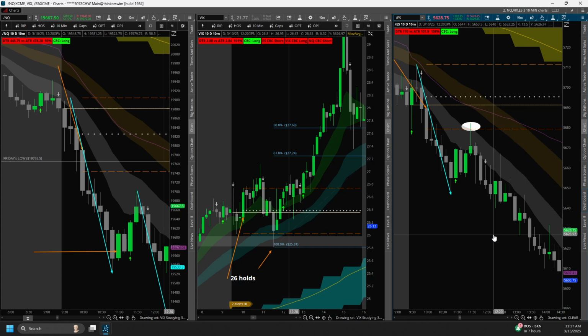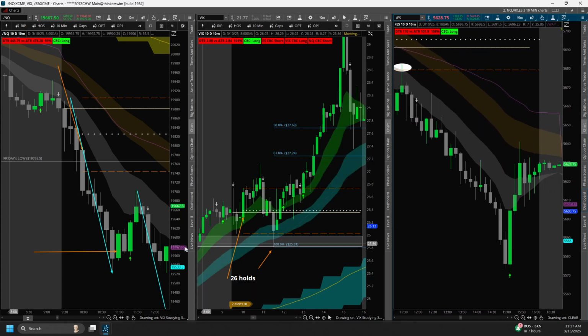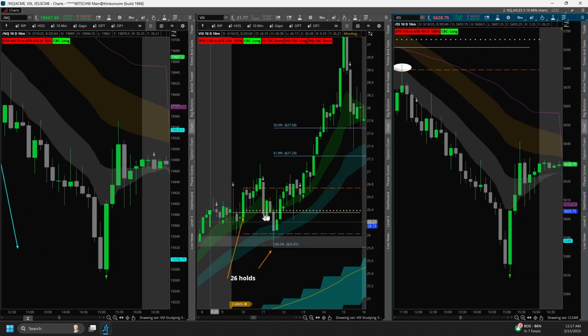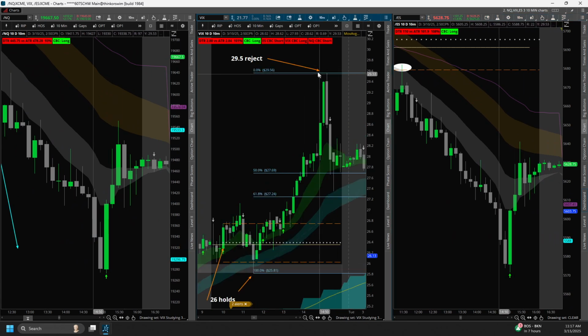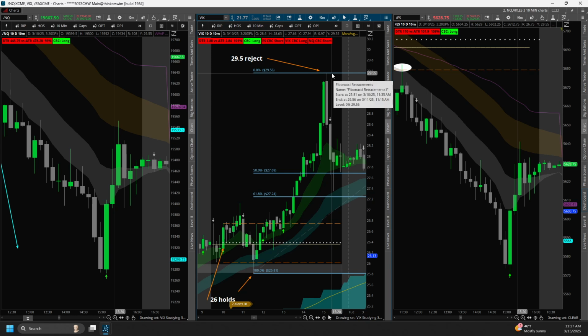So, later in the day, it always gets tricky. But I did say that too. This was a 29.5 reject. I wanted to point out to people, because I know I've had people say, hey, I have all these levels marked. I don't mark every 50 cents and $1 level.